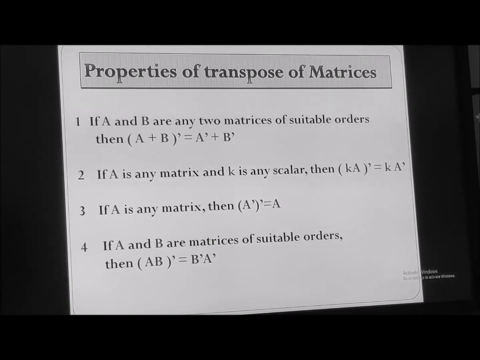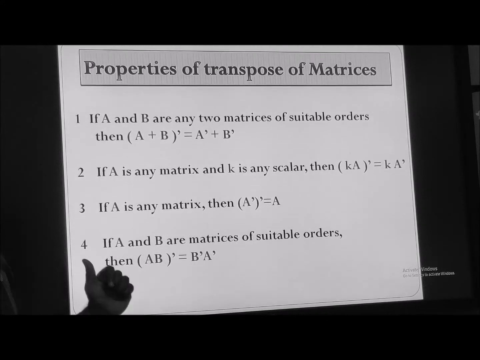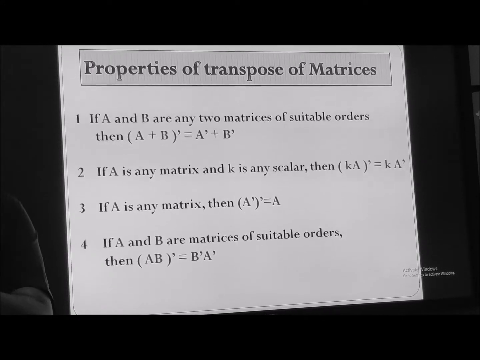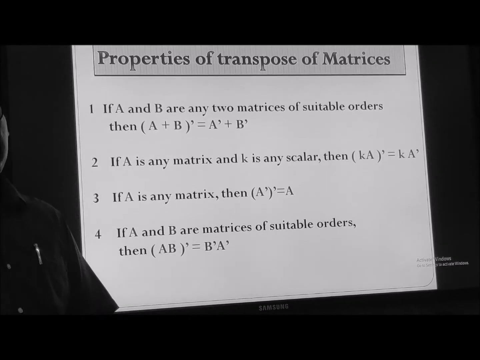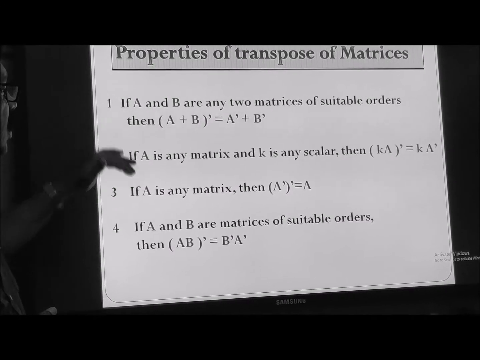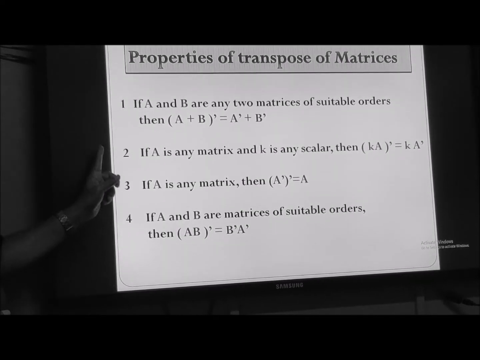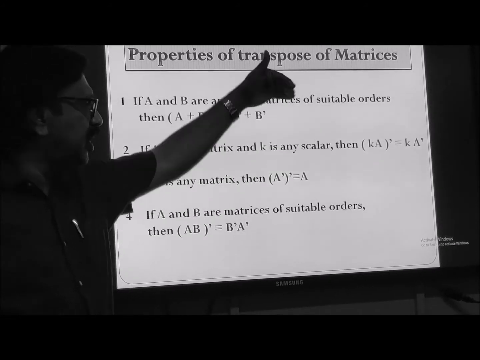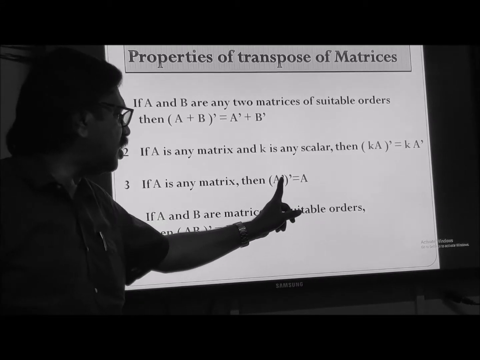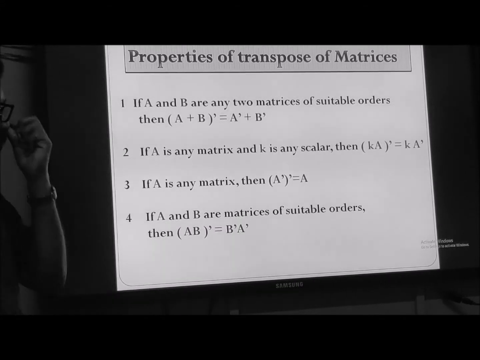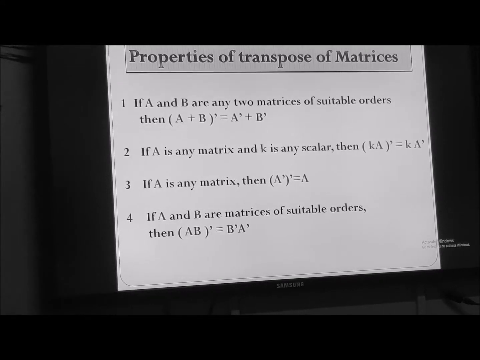You just verify, you have to verify also. If A and B are matrices suitable for multiplication, then (AB) transpose, the transpose of the product, the order will be reversed. It will be B transpose into A transpose. Remember all these properties once again. (A plus B) transpose is A transpose plus B transpose. And if K is any scalar, (K A) transpose is K into A transpose. The transpose of A transpose is A. And if A and B are any two matrices, then (AB) transpose is B transpose into A transpose.